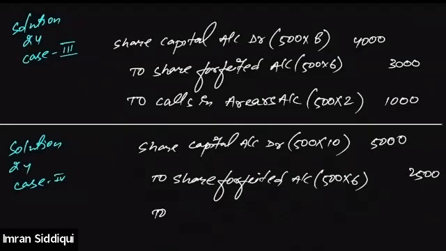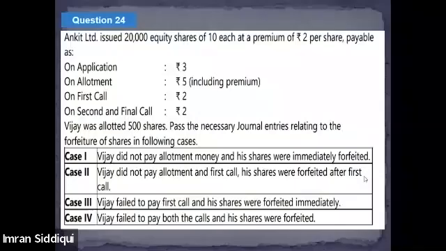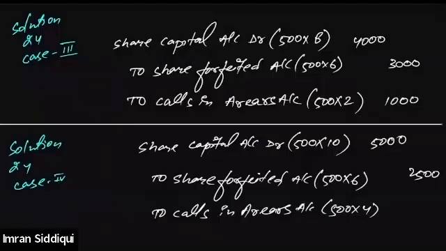All right. And what amount did we not receive? We did not receive towards the first and final call. So that will be credited to calls in arrears. 500 into, what was the amount of the first and final call? It was 4 rupees. 500 into 4.